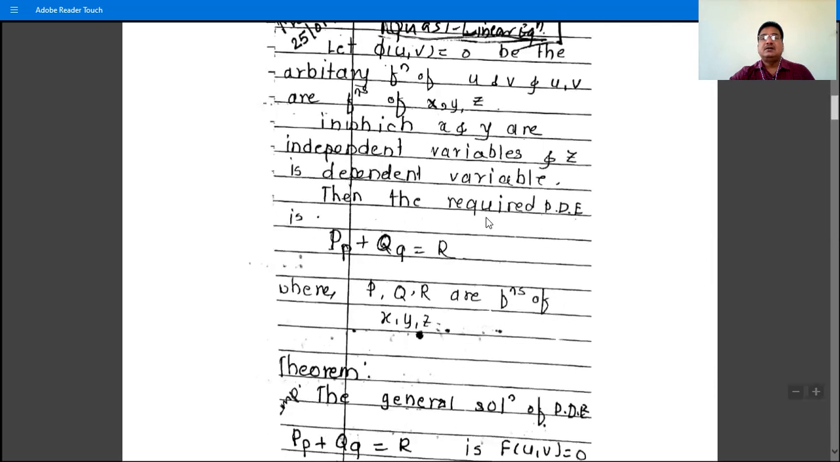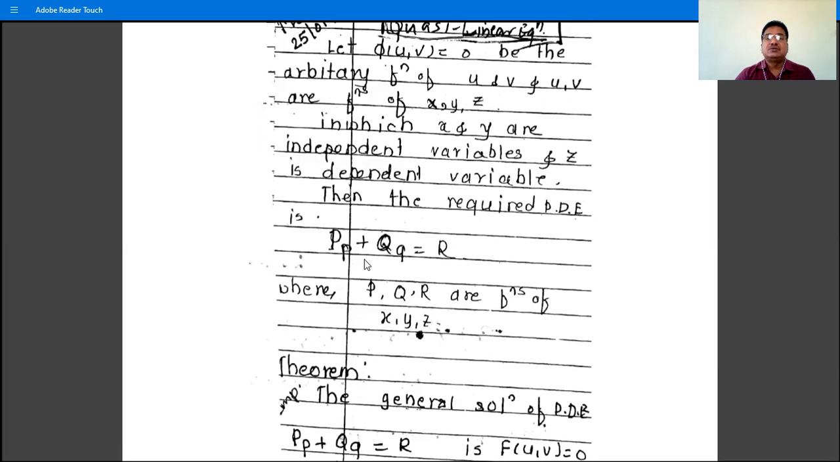Then the partial differential equation of the form capital P into small p plus capital Q into small q is equal to R. What are these capital P, Q, R? These capital P, Q, R are functions of x, y, z, and small p and small q are what? This small p is del z by del x, and small q is what? Del z by del y. So a differential equation of this form, Pp plus Qq is equal to R, is called a Cauchy linear partial differential equation or Cauchy linear differential equation.